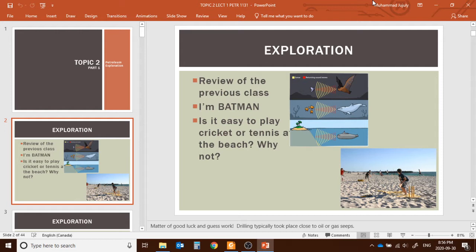So maybe all of you know about Batman, right? I'm a huge fan of Batman actually. So let's talk about bats at first. How they actually see at night.